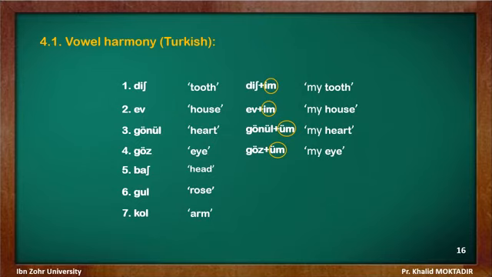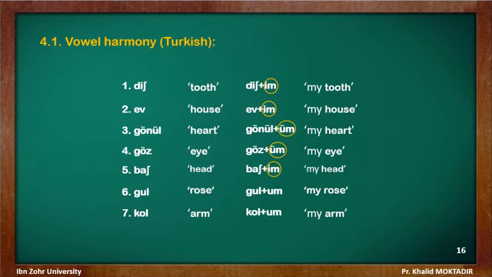Gönülüm and gözüm. Now we move on to number 5, baş. The vowel a in baş is plus back, minus round. We expect again that the suffix is going to have the same features for backness and rounding, and that's the vowel a, başım. Numbers 6 and 7 are back rounded vowels, gul and kol, and of course the suffix agrees in backness and rounding with the stem vowel, and we have gulum and kolum. This process is known by the name of vowel harmony.